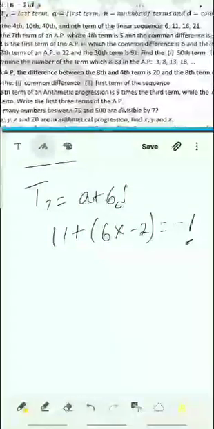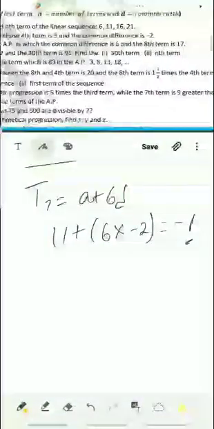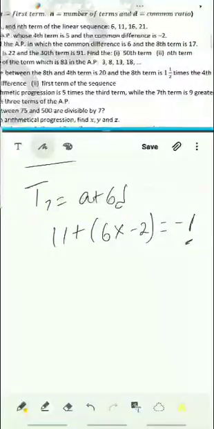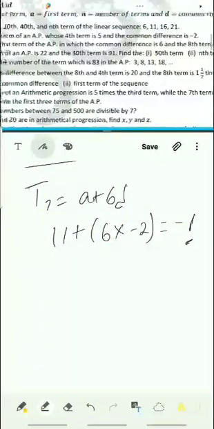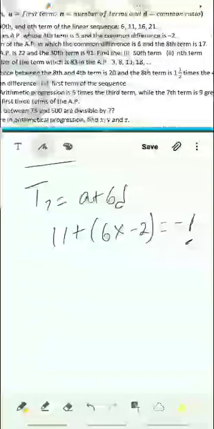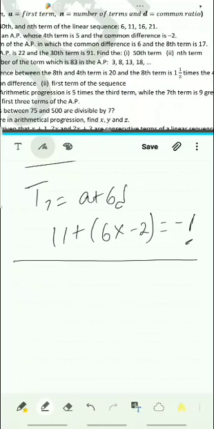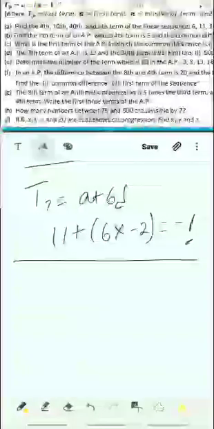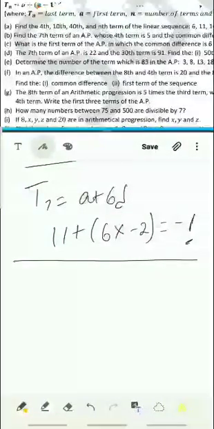What is the first term of the AP in which the common difference is 6 and the 8th term is 17? The common difference is 6 and the 8th term is 17. Okay, I may have to skip some of these things that look like repetitions already. What is the first term of an AP?